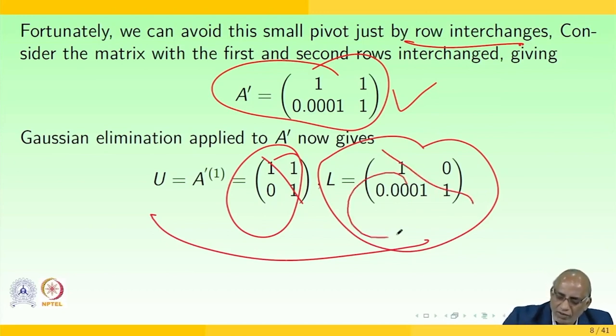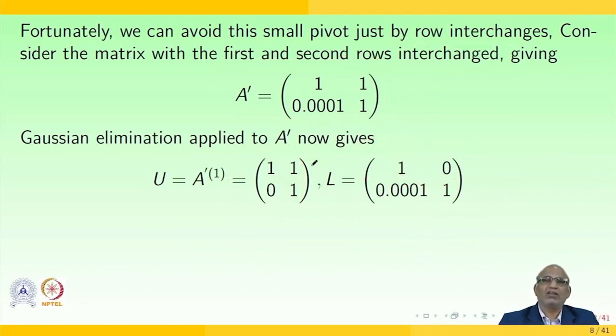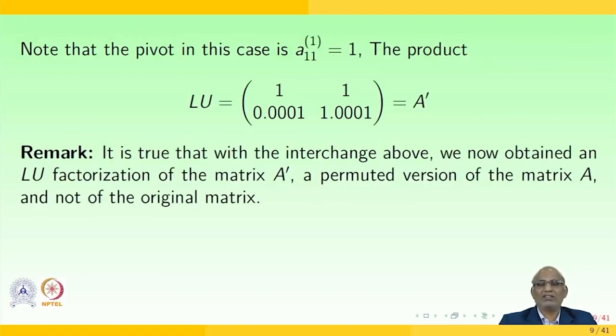So this is the main diagonal. Lower will be non-zeros, upper will be zeros. So that is L and this is U. You can see very closely what we did over here and what is the difficulty, how we were able to overcome this difficulty. And if you see very closely, note that the pivot in this case is A1 of 11, which is equal to 1. The product becomes L into U, where L is what we have seen in the previous slide. And the product U, when pre-multiplied with L, you do get the matrix A prime.